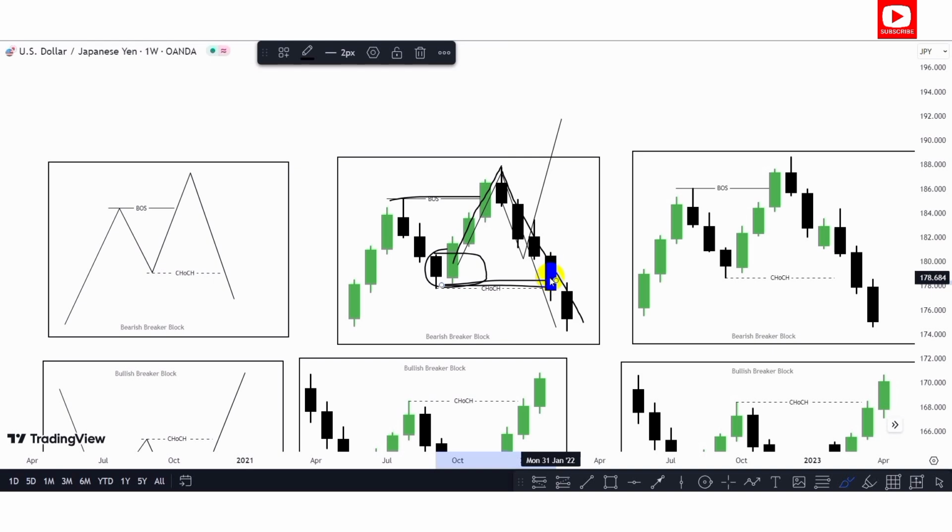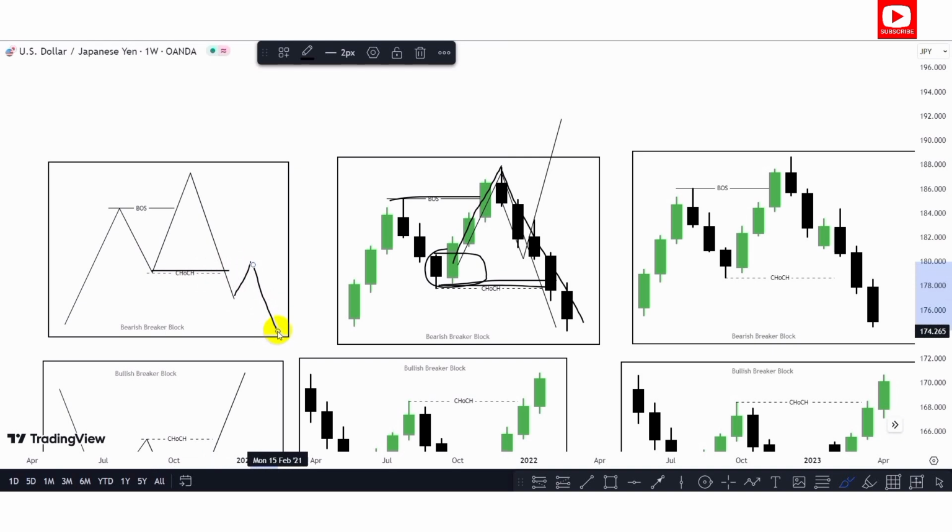And this is a bearish breaker block because once price takes out this low point, what we are expecting is to see the pullback to the upside and then price falls to the downside, giving us a bearish move. So a bearish breaker block is a violated bullish order block.